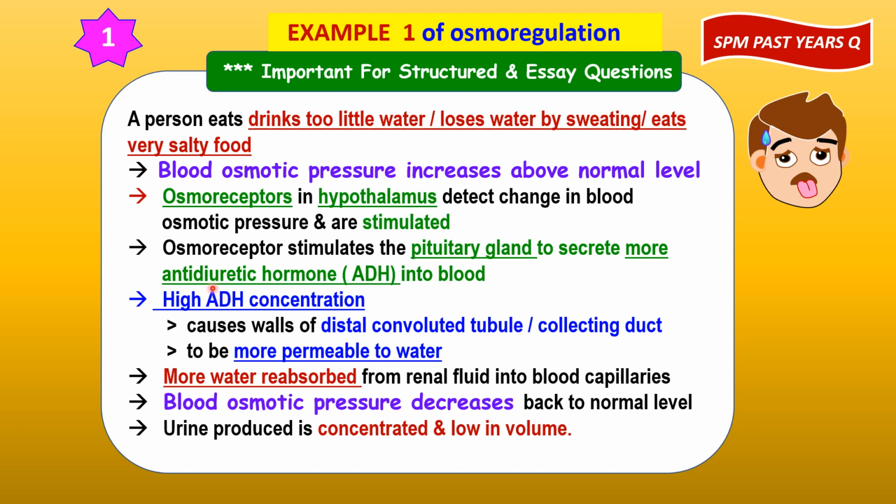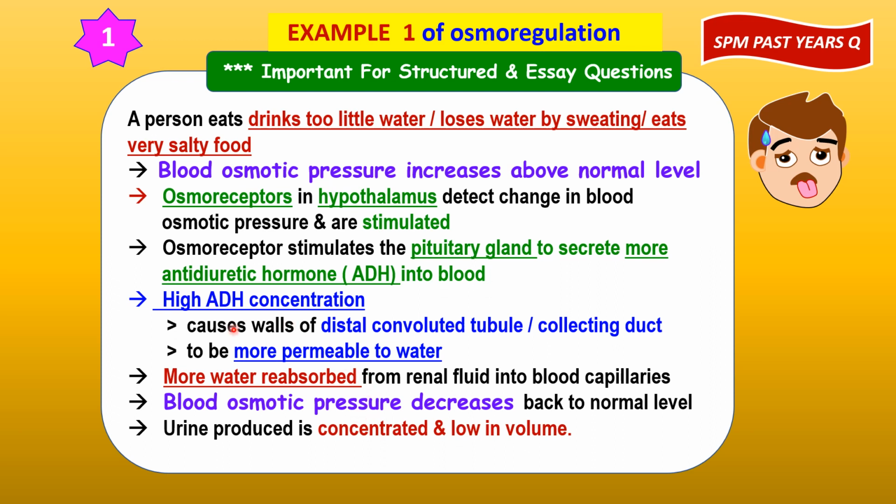Now always spell out the hormone and don't just write ADH, all right? So you must give the full name of the hormone, antidiuretic hormone. Now high ADH concentration causes walls of the distal convoluted tubule and collecting duct to be more permeable to water, and more water is reabsorbed from the renal fluid into the blood capillaries.